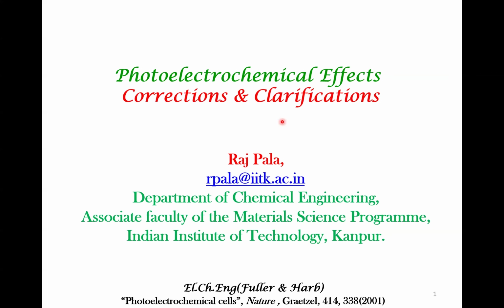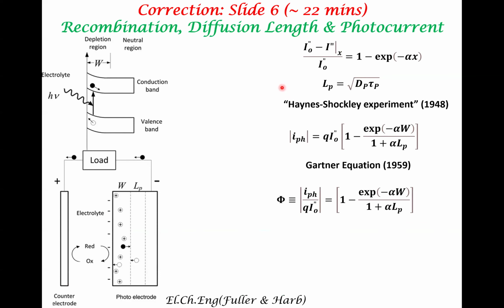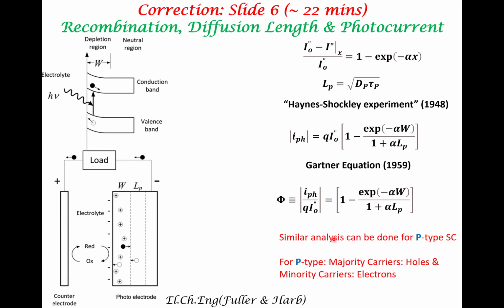I wanted to correct something. I misspoke when I posted this lecture on photoelectrochemical effects, and I also wanted to add a clarification. In this slide, at around 22 minutes of the lecture, we had presented the results in the context of an N-type semiconductor. I meant to say that a similar analysis can be done for a P-type semiconductor, but I misspoke. I said it can be done for an N-type semiconductor.